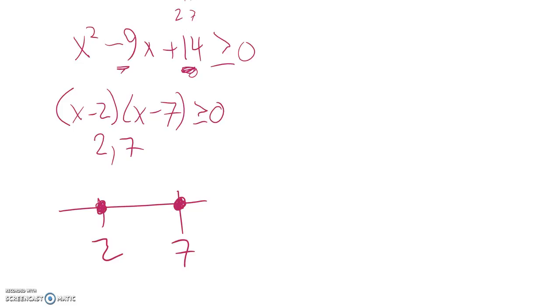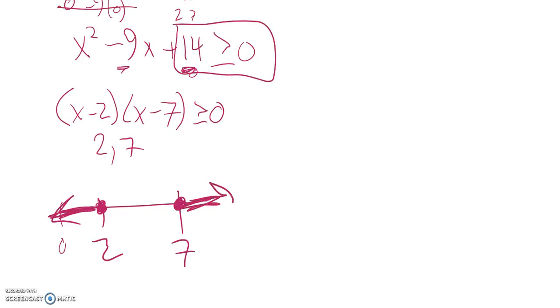Then my question is, do I shade outside or inside? Let me test a point. I'm going to test 0 and see if it works. So if I plug 0 in, 0 squared minus 9 times 0, that's all 0. I'm just left with this. Is 14 greater than 0? Sure is. So that means 0 works. So I shade here, and I shade here, so x is less than or equal to 2, or x is greater than or equal to 7.